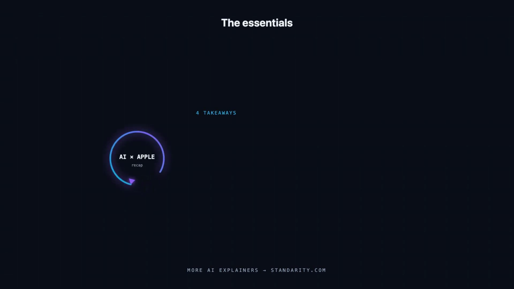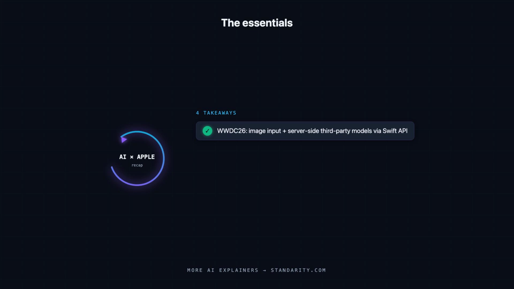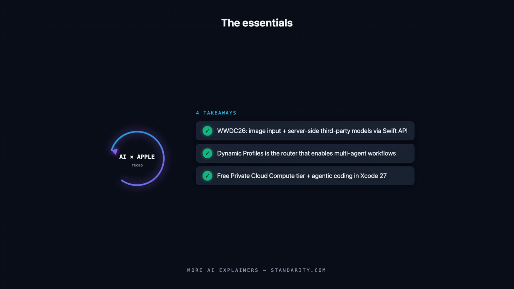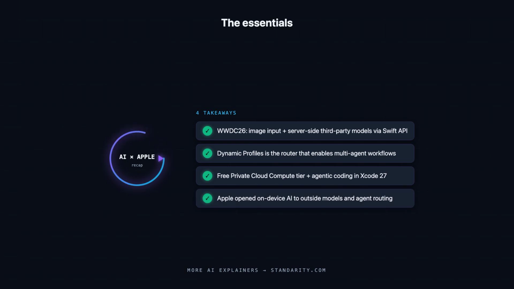Okay, let's lock in the takeaways before we finish. At WWDC on June 9th, Apple's foundation models framework gained image input and the ability to call third-party models server-side through the same Swift API. Dynamic profiles is the new routing layer that enables multi-agent workflows, deciding which model or agent handles each part of a task. Apple added a free private cloud compute tier, reportedly for developers under 2 million first-time downloads, plus agentic coding in Xcode 27. In short, Apple opened its on-device AI to outside models and agent routing.